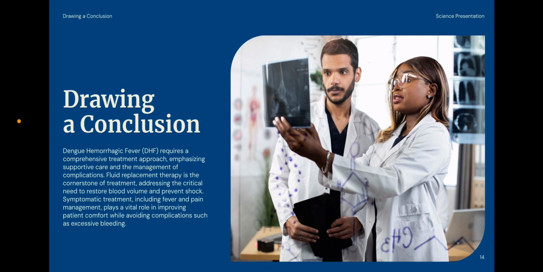And for our conclusion, dengue hemorrhagic fever requires a comprehensive treatment approach, emphasizing supportive care and the management of complications. Fluid replacement therapy is the cornerstone of the treatment, addressing the critical need to restore blood volume and prevent shock. Symptomatic treatment, including fever and pain management, plays a vital role in improving patient comfort while avoiding complications such as excessive bleeding.